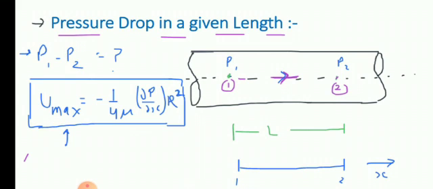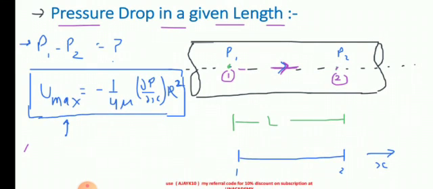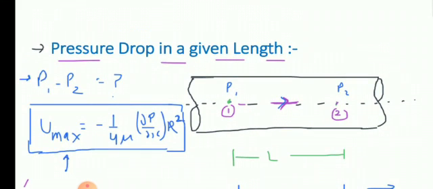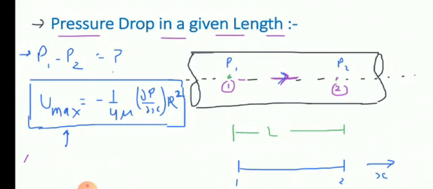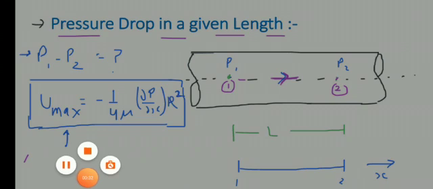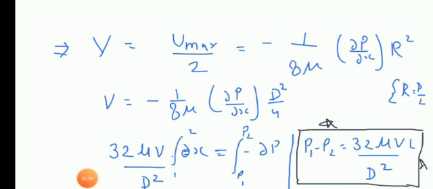Now, as we have already derived, the maximum velocity at the center is equal to minus 1 by 4 mu del P by del x times capital R square, right? Here the distance between the two points is capital L. We also know that the average velocity is half of the maximum velocity, so it will be minus 1 by 8 mu del P by del x R square.